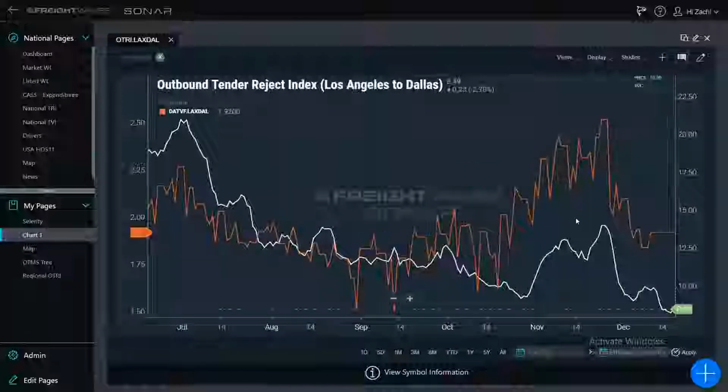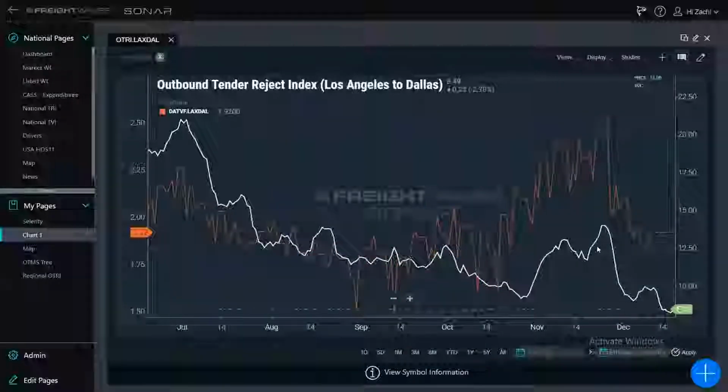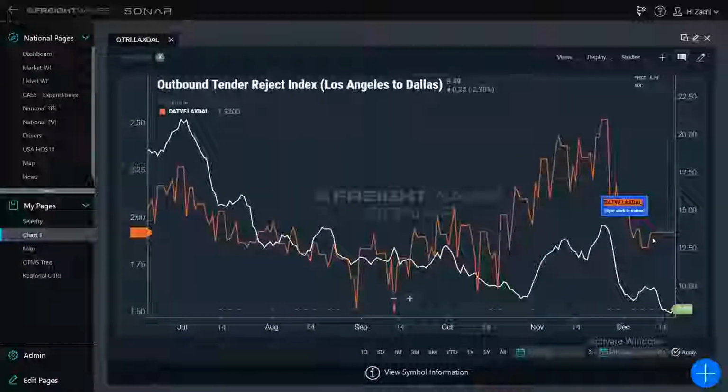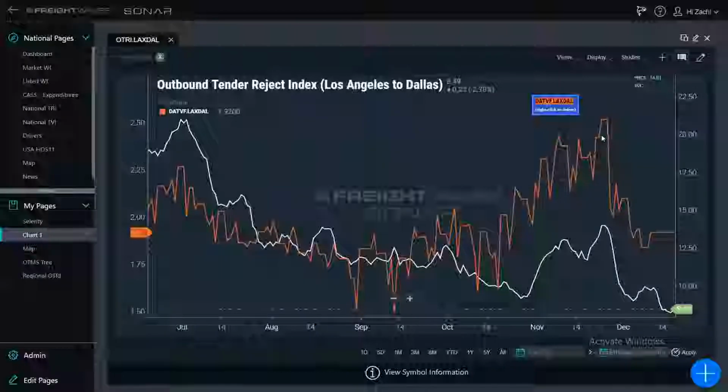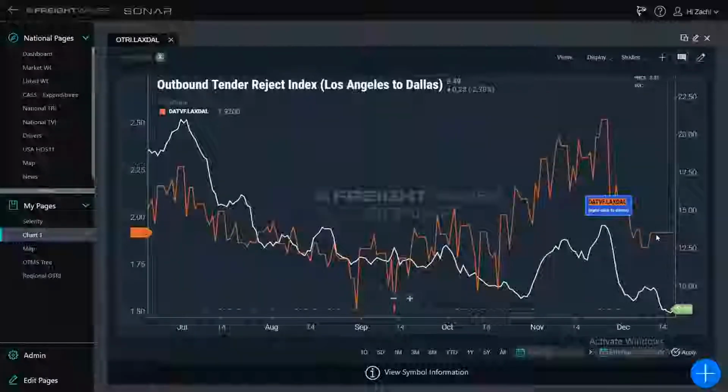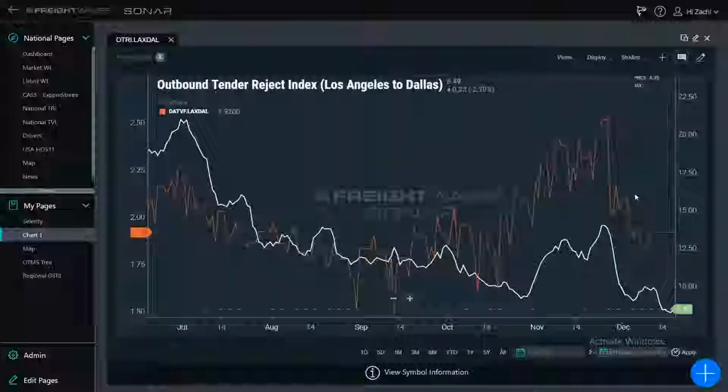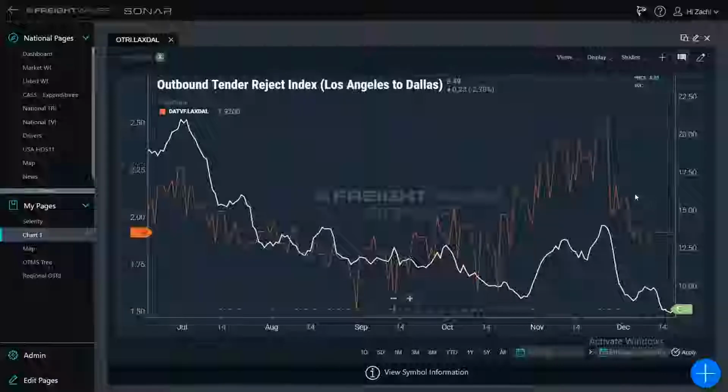Right. And what I've got pulled up here is our outbound tender rejection index, Los Angeles to Dallas, dropped over the top of the DAT's Los Angeles to Dallas rate index for the last 6 months or so. And you can see this gives you a good way to note just how much these things are moving in relation to each other. I think it makes it pretty clear cut. As one moves, the other moves in its own way. So it's not necessarily relative anymore, but I like looking at things on their own y-axis values.